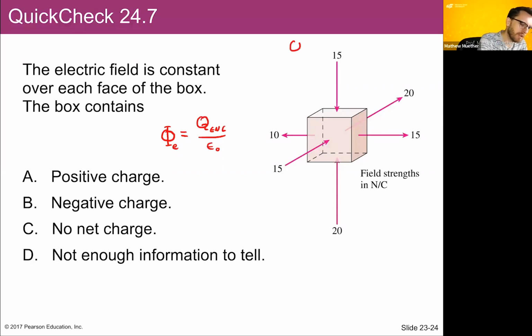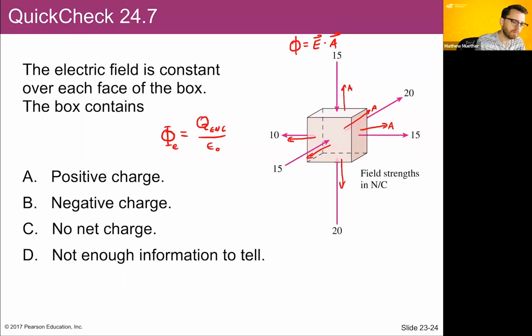We know that the flux through each surface is going to be E dot A. Let's draw those A vectors. So remember, those A vectors point outwards from a closed surface. That's our convention here. And each of these surfaces has the same size. So each of these A vectors points in a different direction but has the same magnitude.